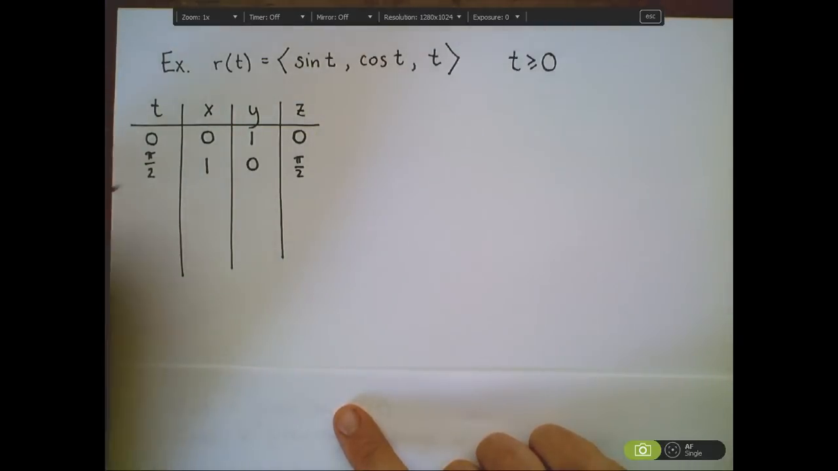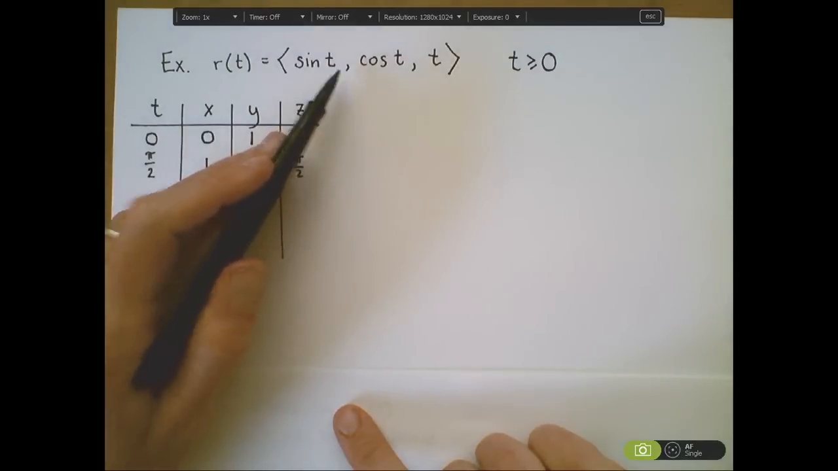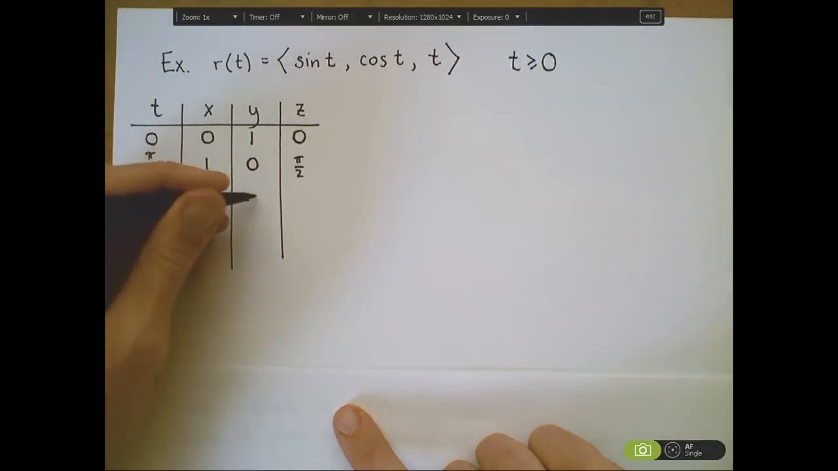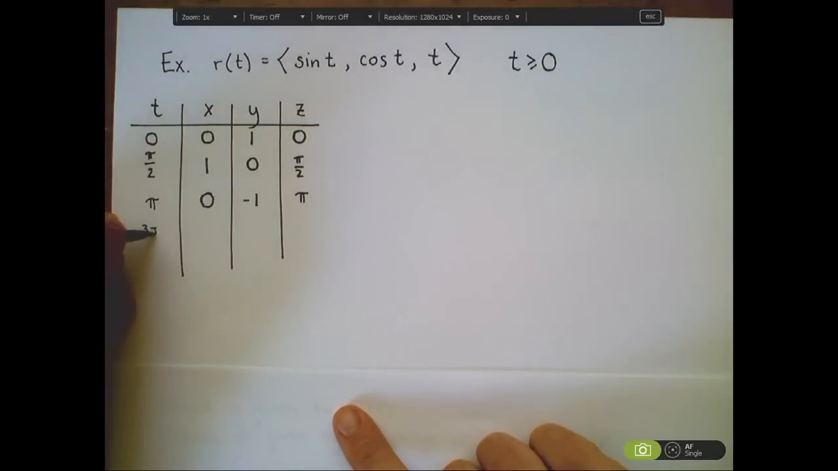Next, let's move to pi, so we're continuing around the circle. The sine of pi is equal to 0 again. The cosine of pi is equal to negative 1, and my z value is at pi. And so on and so forth. I'll fill in a few more values of this.